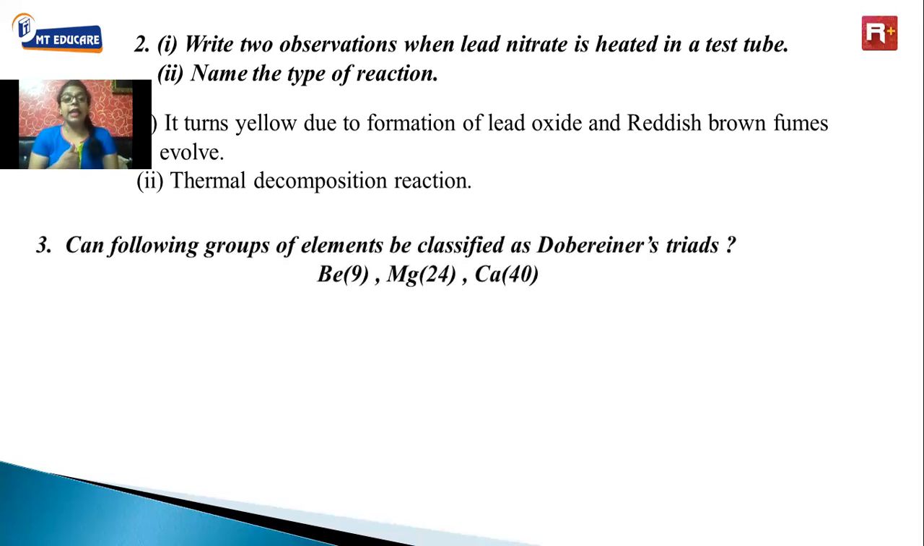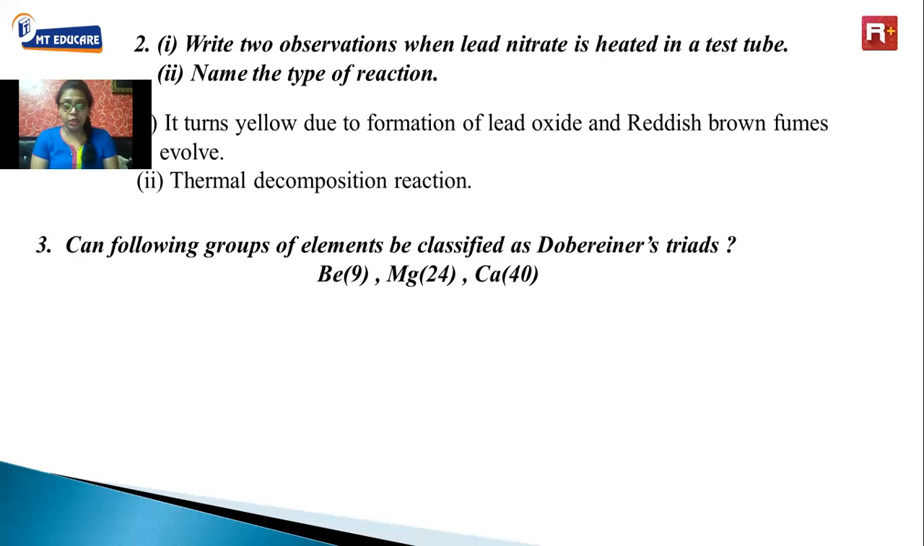Next, can the following group of elements be classified as Dobereiner's triads? A few elements are given: beryllium 9, magnesium 24, calcium 40. Atomic masses are given. So what do we mean by Dobereiner's triads? See students, Dobereiner had given the law of triads.